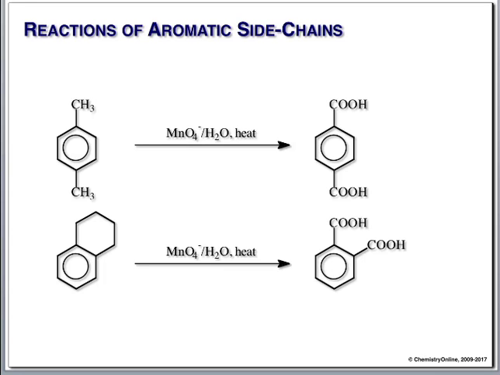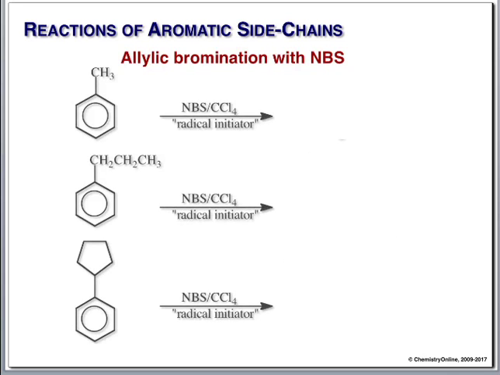Now, if we write the benzene ring as a cyclohexatriene, the positions here that we call benzylic are the same as allylic, aren't they? We remember that allylic carbons undergo free radical halogenation very easily because they form a stable radical. So if we take N-bromosuccinimide and carbon tet, maybe shine a light on it, we can introduce bromine here and simply make benzyl bromide.